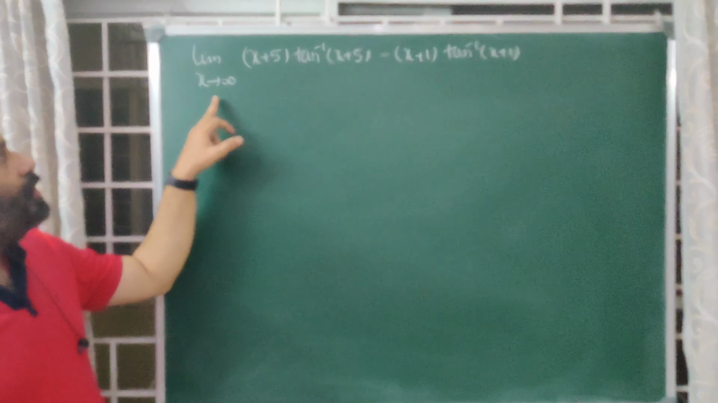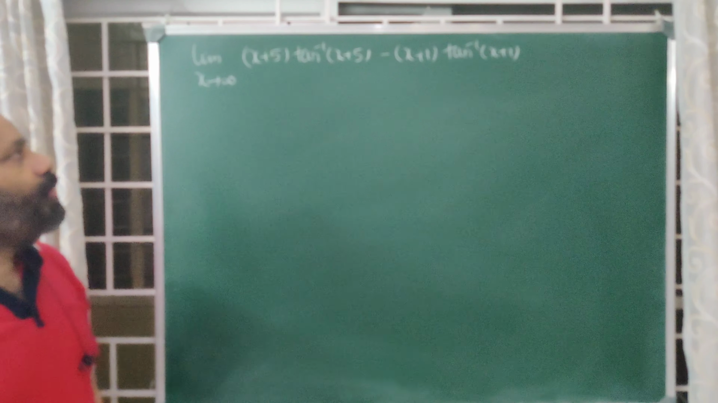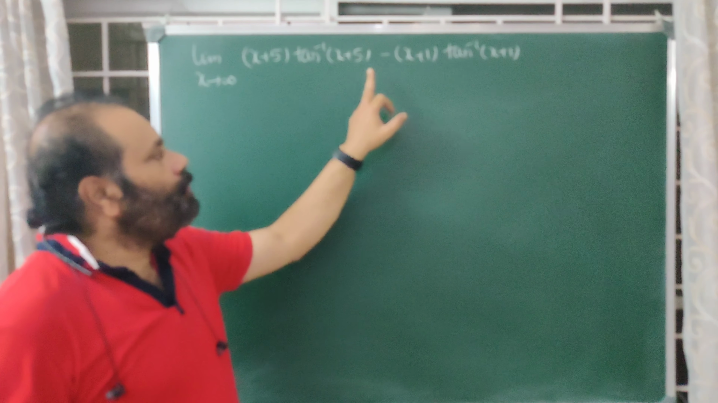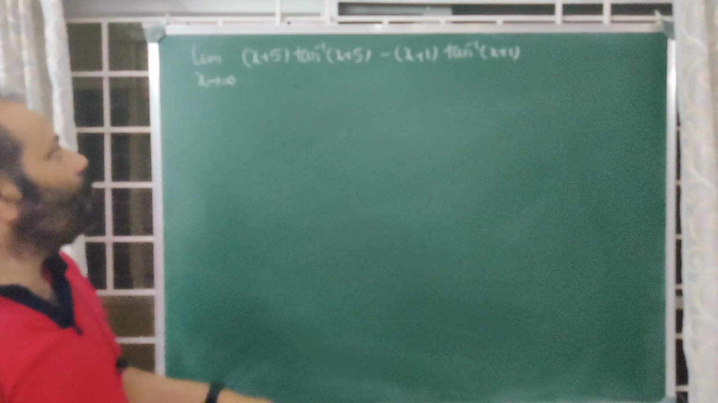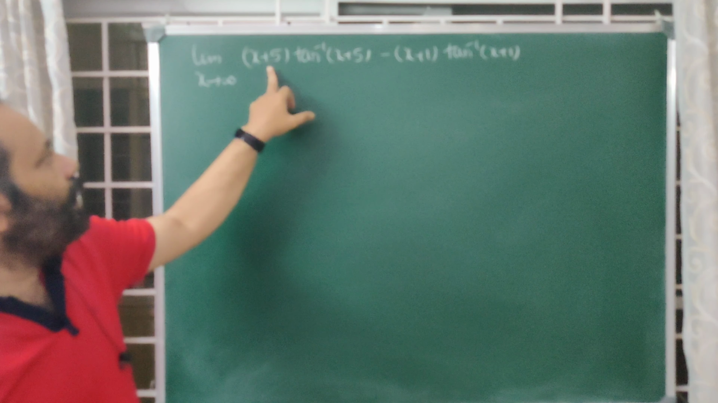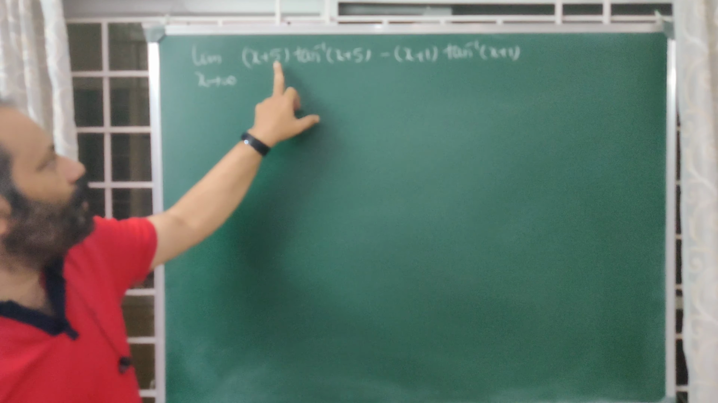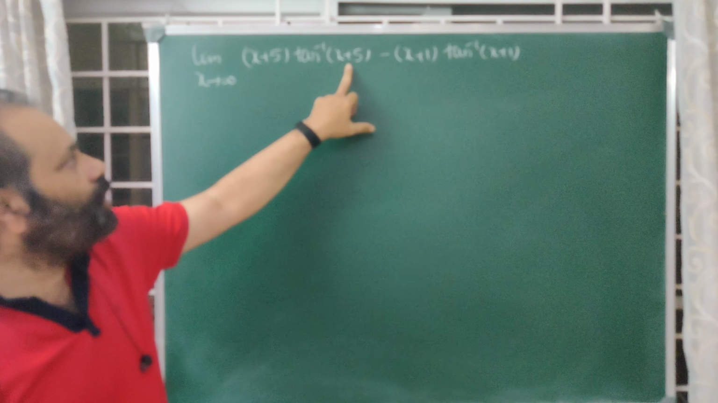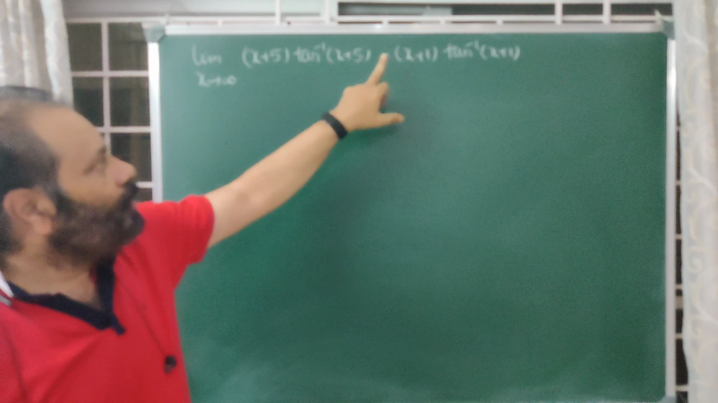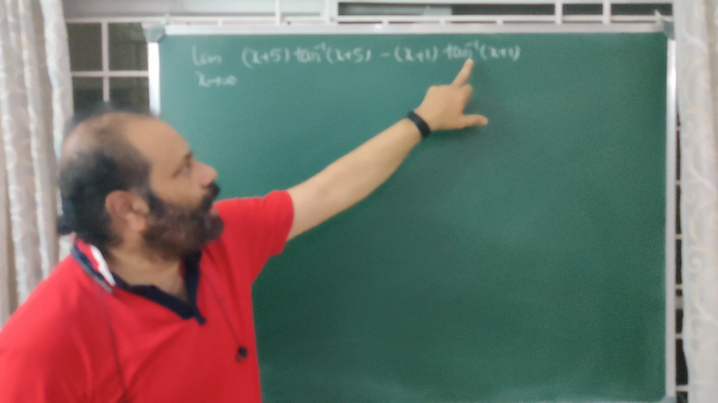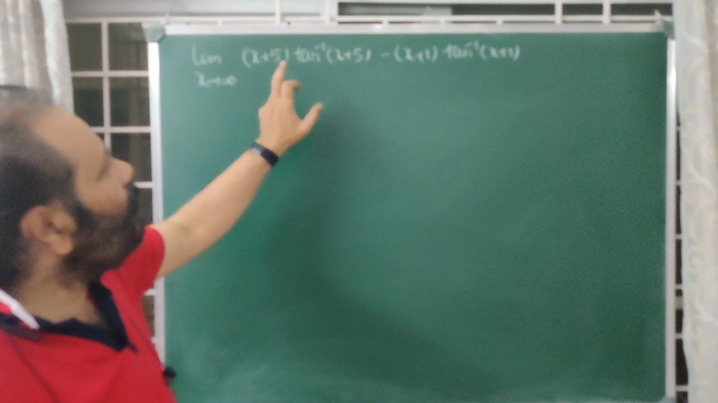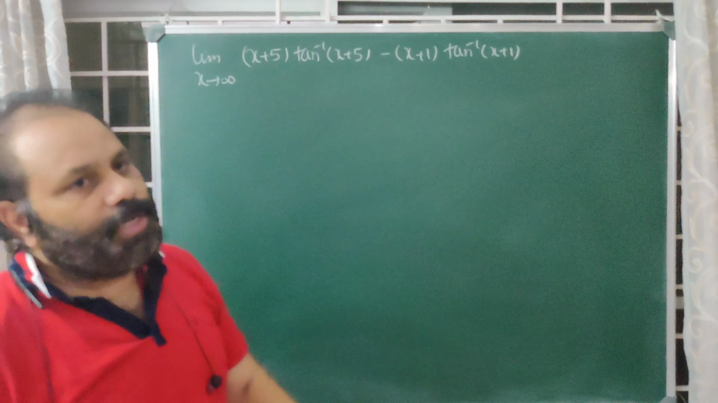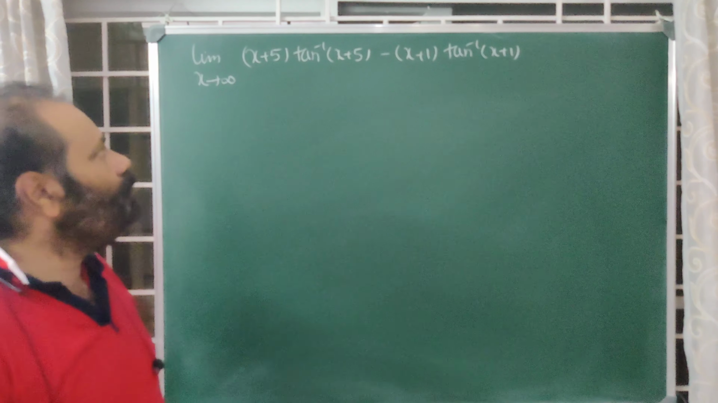Question: limit x tends to infinity, (x plus 5) into tan inverse (x plus 5) minus (x plus 1) into tan inverse (x plus 1). Whenever x is tending to infinity, x plus 5 is tending to infinity and tan inverse (x plus 5) is tending to pi by 2. This is also tending to infinity, and tan inverse (x plus 1) is tending to pi by 2. So infinity into pi by 2 minus infinity into pi by 2 is an indeterminate form.